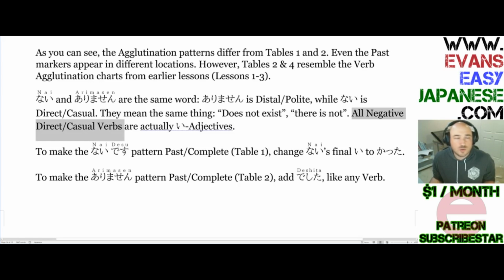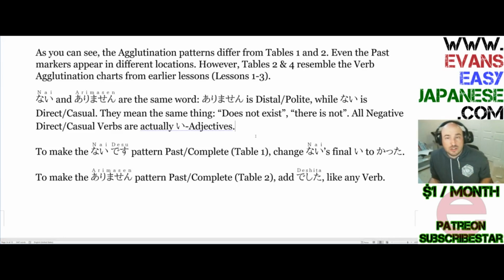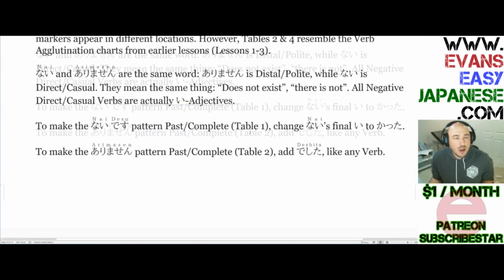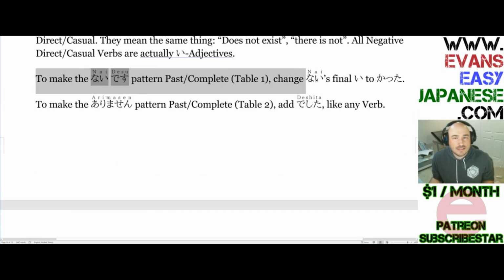All negative direct casual verbs, which we haven't learned how to do yet, but in the future it's going to come up, are actually adjectives. Japanese apparently had a long history of having very few verbs. Kayla, I don't know how many verbs you know, but you've probably encountered how there's a bajillion of them that are just something shimasu. Yeah, that's because they had very few verbs in the language for a long time. Okay, great. To make nai past tense, just change the last i of nai to katta.